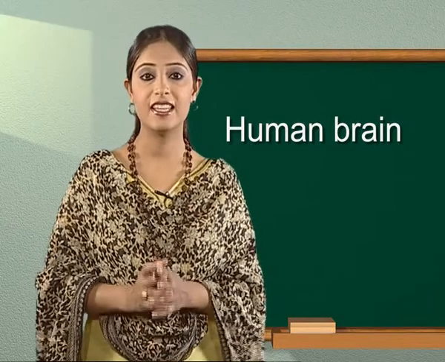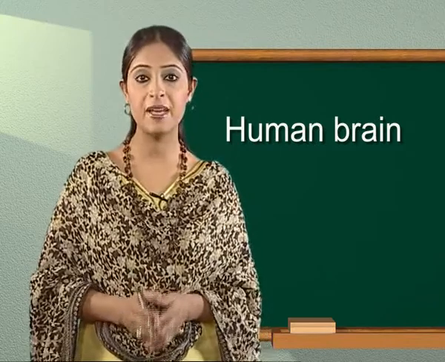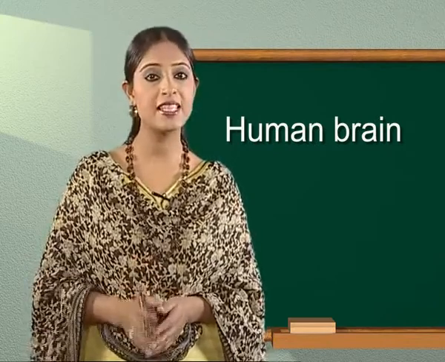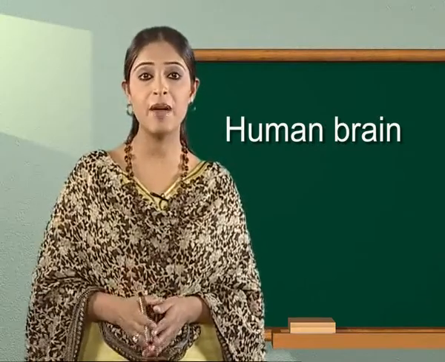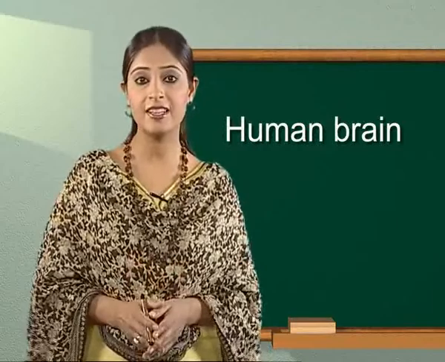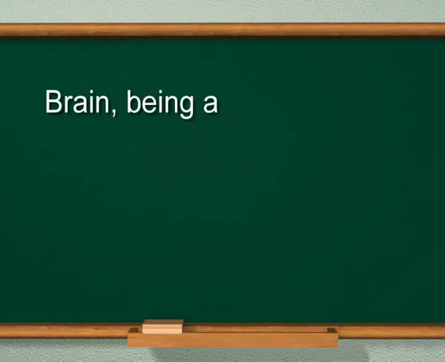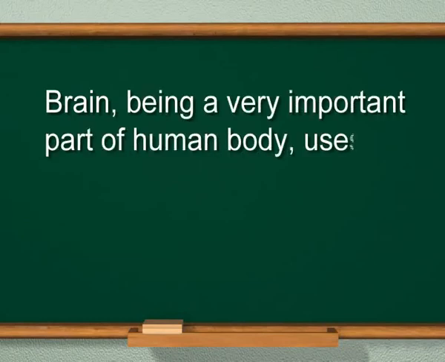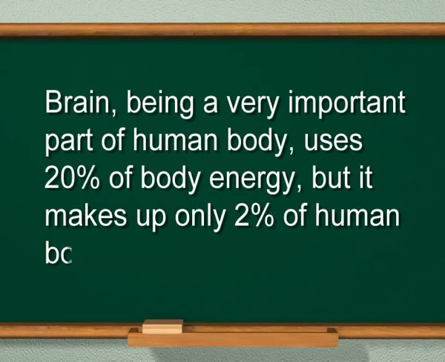So students, this was about the distribution of different parts of the brain in three major parts. Now we will understand one part through a visual, but before that let me tell you an interesting thing. Do you know that the brain, being a very important part of the human body, uses 20% of body energy, but it makes up only 2% of the human body's weight? Now let's understand the different parts of the brain.